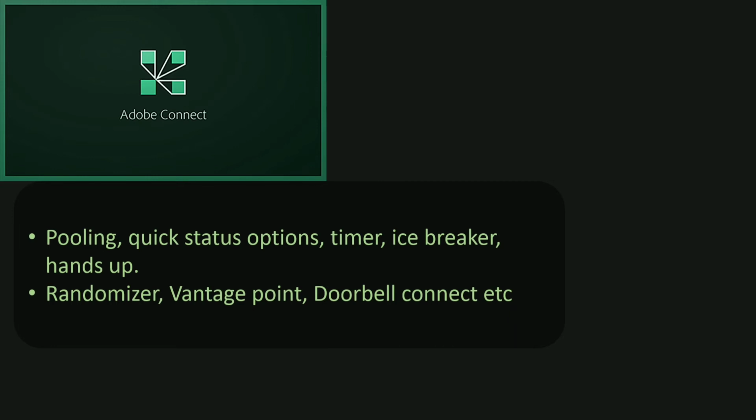Now hands up, which is common for all webinars. There are different features like randomizer, selecting any participant randomly for a prize, vantage point, viewing participants on different screens, and doorbell connect. With the doorbell, you can ring the bell when any participant enters the meeting, etc. So these are the apps, but these are not the only three. There are so many apps. I'll just put the link in the description box. You can check out the custom apps.